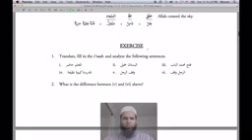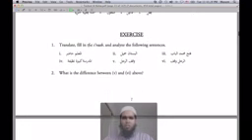Let's do another exercise. Translate, fill in the Arabic and analyze the following sentences. Al-muallimu hadirun. The teacher is present. Hadirun. Again, just like we learned in our ilm al-sarf that wahid mudhakkar ghaib means not present, like absent. Wahid mudhakkar hadir, present, meaning you, and al-mutakallim is about self. So al-muallimu, the teacher, is present. Number 2. Al-bustanu, the garden, jamilun, the garden is beautiful.